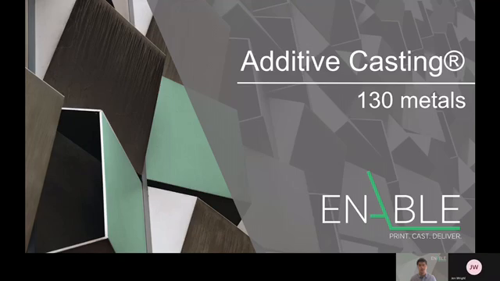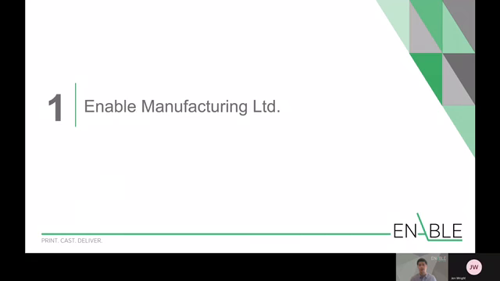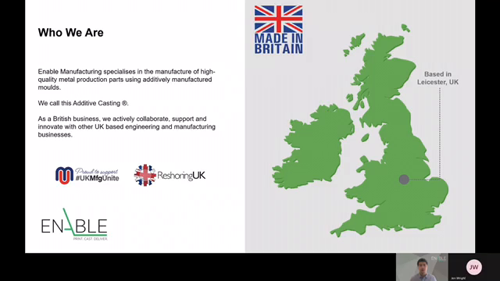But first, a little introduction. We are Enable Manufacturing. We are a British company based in Leicester, actively working with UK-based engineering and manufacturing businesses. Formed in 2019 with backgrounds in both the additive manufacturing and traditional casting industries, we pulled together our combined experiences with a single goal of delivering the best of both of these worlds. We achieve this by enabling the manufacture of production quality metal parts through the use of additively manufactured molds. We call this additive casting.